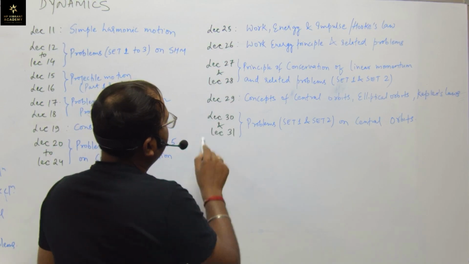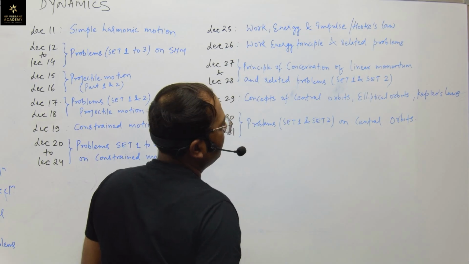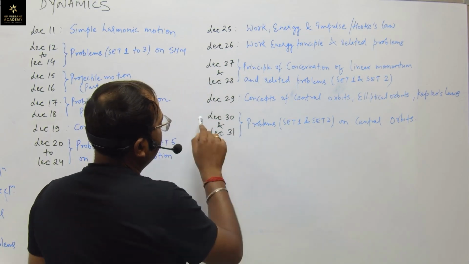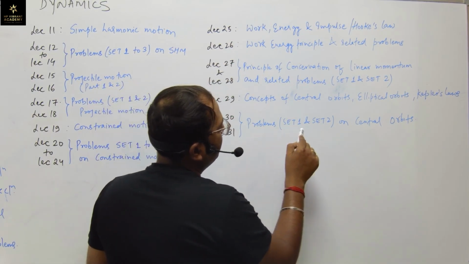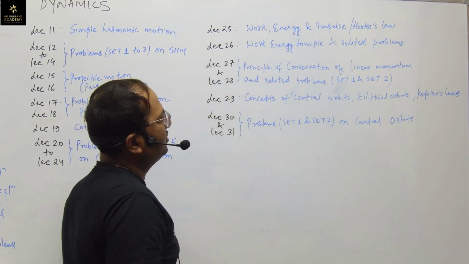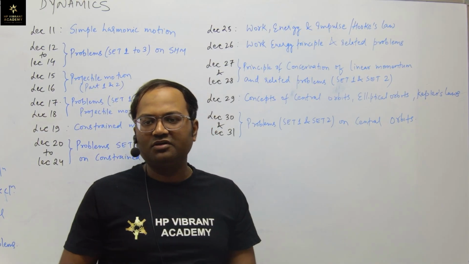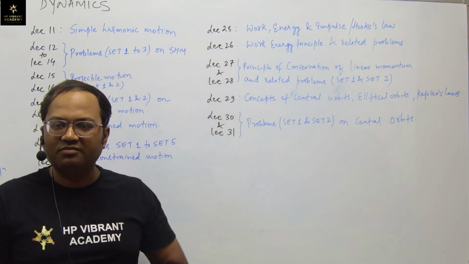And we have lecture 29, the concept of central orbits, elliptical orbit, Kepler's law. In lecture 30 and 31 we have problem set 1 and set 2 on central orbits. Based on the concept of central orbit, we will discuss the problems. So this is all about the strategy for covering the dynamics module.